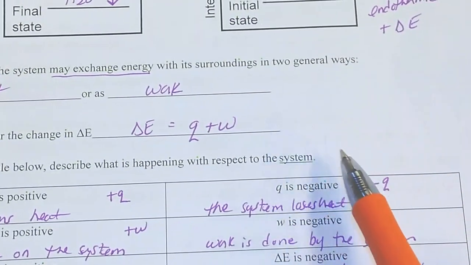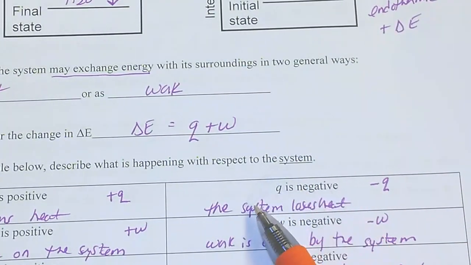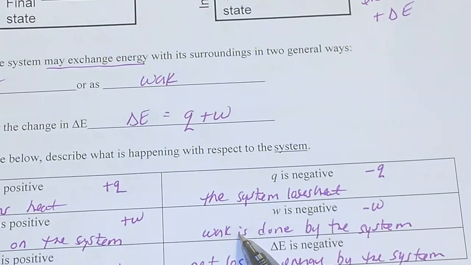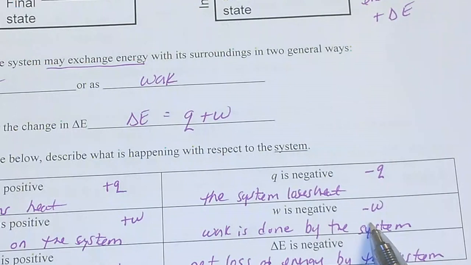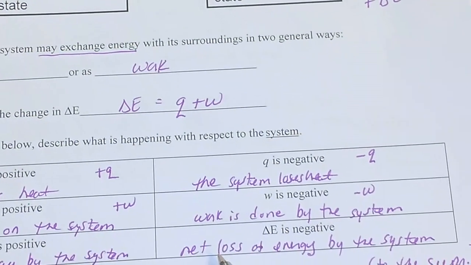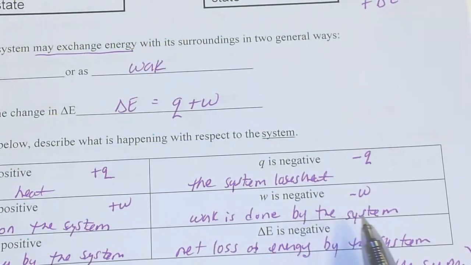A negative Q is the system losing heat. Work is done by the system, an expansion of gas, while this would have been a contraction of the gas. And a negative delta E is a net loss of energy by the system to the surroundings.